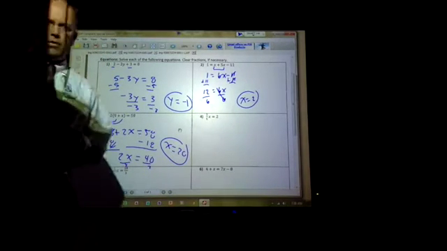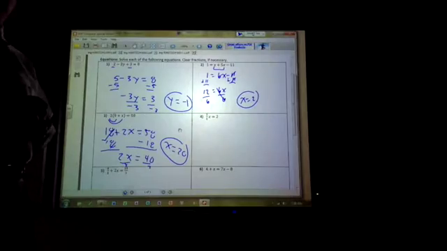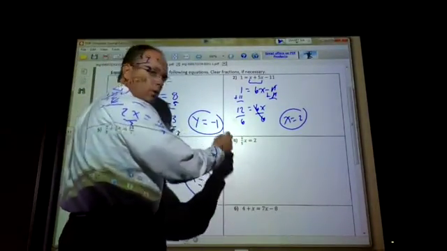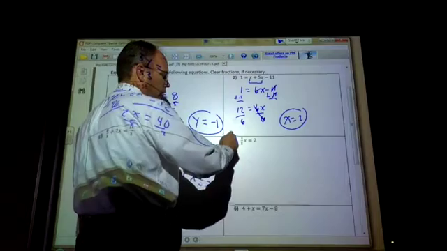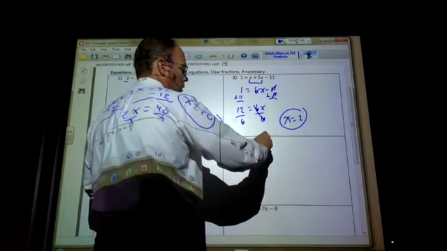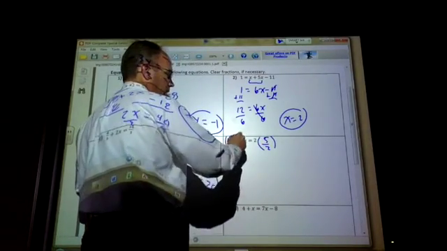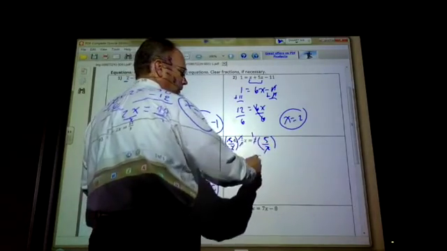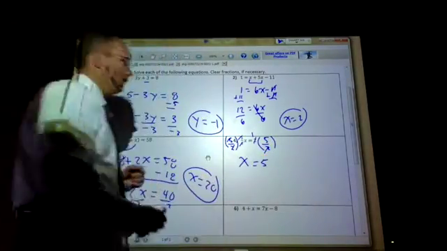Number 4, you have 2/5 x equals 2. So let's multiply both sides by the reciprocal. The reciprocal of 2 over 5 is 5 over 2. These are going to cancel out nicely, leaving me x. 2 goes in itself once. 1 times 5 is 5, so x is equal to 5.